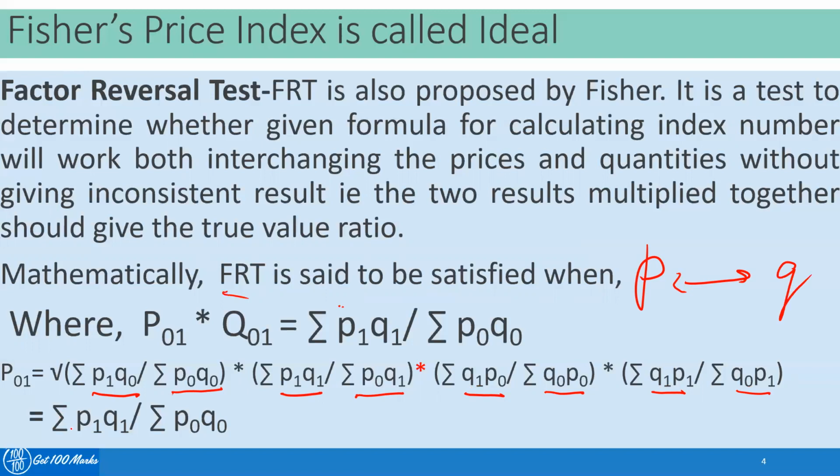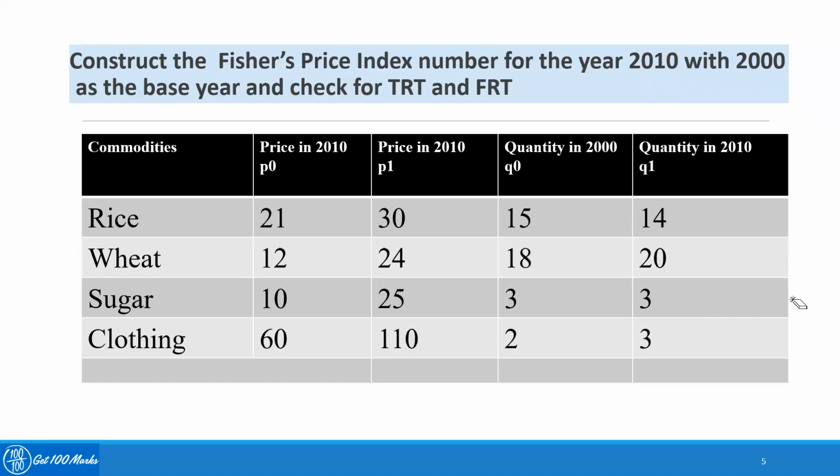And therefore, the final formula is coming as summation P1 Q1 divided by summation P0 Q0. And so far, whatever we have discussed, simple aggregative method, weighted aggregative method, simple average method, weighted average method, none of them satisfy these conditions. Fisher's index method is satisfying both the TRT and FRT. That's why it is called the ideal index. Let's see how we prove it with a question.